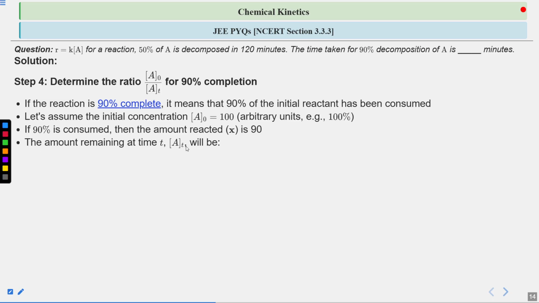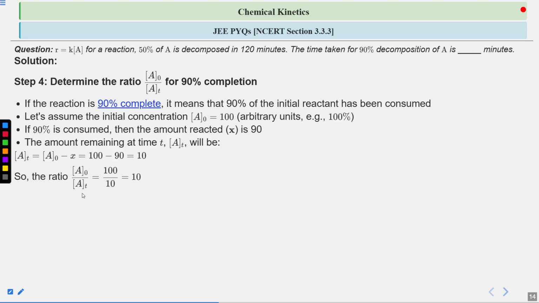The amount that is remaining at time t, that means AT, will be A naught minus X. So A at T, the concentration of reactant A at time T, equals A naught, the initial concentration, minus X, the amount that has reacted. So it will be 100 minus 90, that is 10. So 10 is the amount of the reactant that is left after the 90% consumption of the reaction.